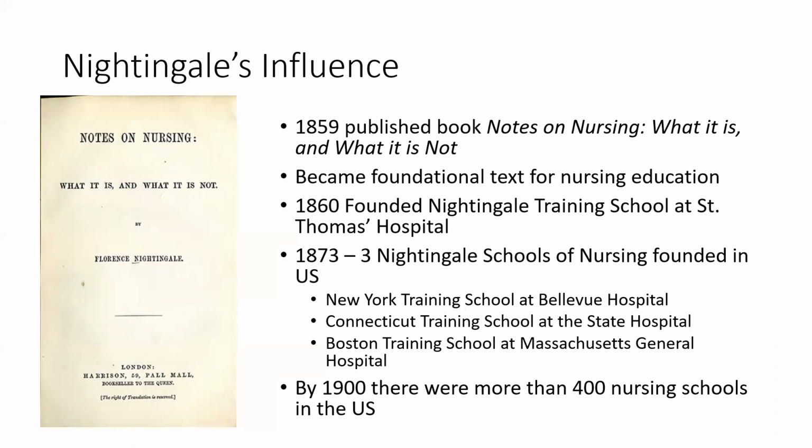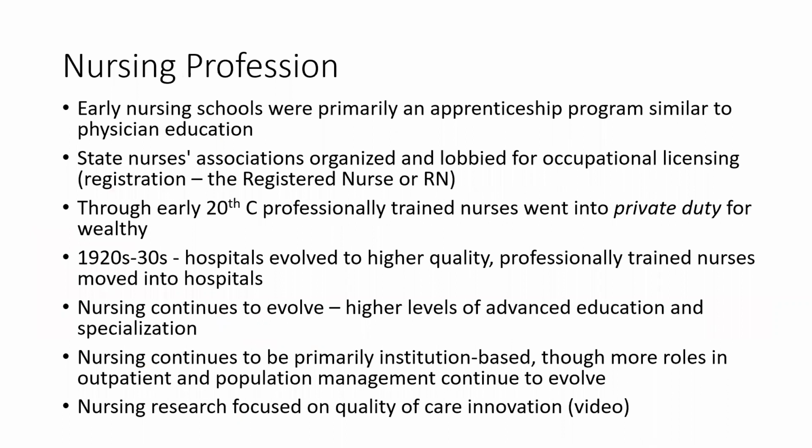And in 1860, she founds the first Nightingale training school at St. Thomas's Hospital. And by 1873, there are three Nightingale schools of nursing founded in the United States, including one at Mass General. By 1900, there were more than 400 nursing schools in the US, and Notes on Nursing continued to be a core text for the discipline for many, many years. So let's talk a little bit about the nursing profession.